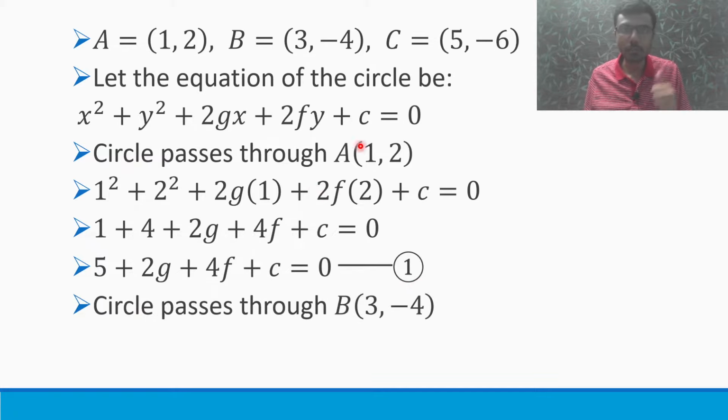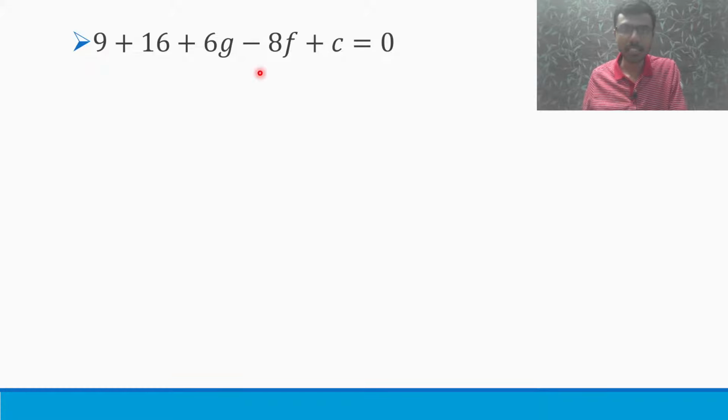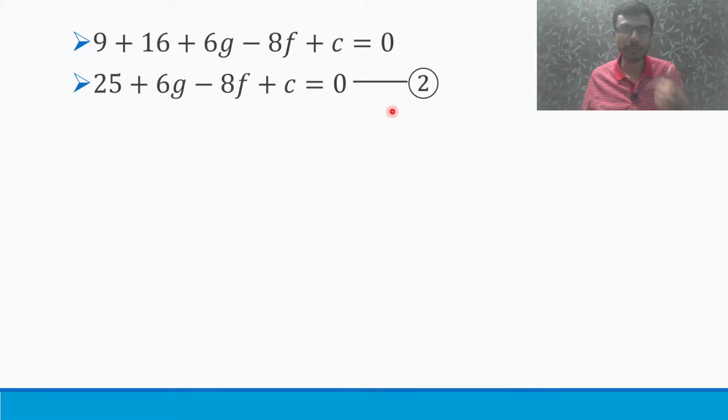Next, the circle passes through B (3, -4). Again, in place of x and y in this equation, put 3 and -4. So 3 squared plus (-4) whole squared. Observe, I kept -4 in a bracket. It's always good, whenever you get a minus, to use a bracket so that you won't get confused. And next, 2g into 3 plus 2f into -4. So 3 squared is 9 and (-4) squared is 16, and 6g minus 8f plus c equals 0, that is 25 plus 6g minus 8f plus c equals 0. So this is my second equation.